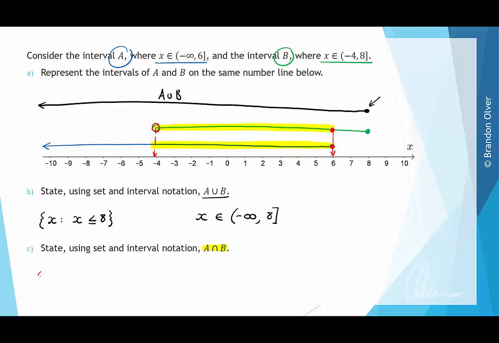So for the set notation, we would have x such that, and we would go from negative 4 and have x being greater than that but not equal to it, and x would be less than or equal to 6. So that there is the set of A intersecting B. And if we used interval notation, we would have x is an element of, and we'd go from negative 4, and that point would be excluded, so you'd have a round bracket, through till 6, and that point is included, so you'd have a square bracket there.